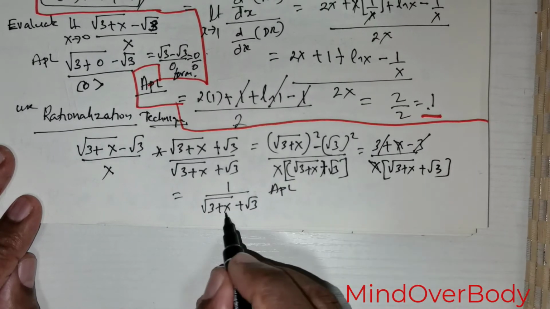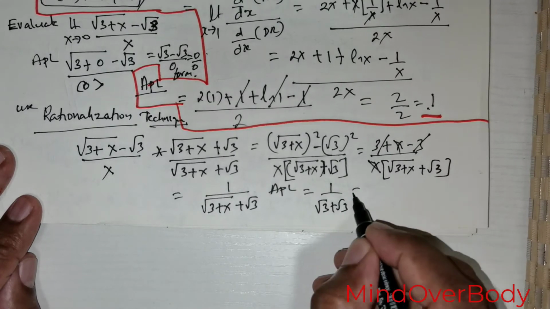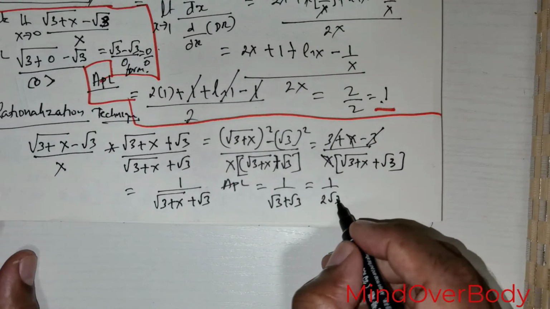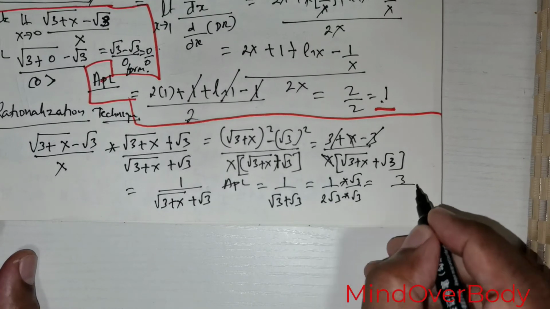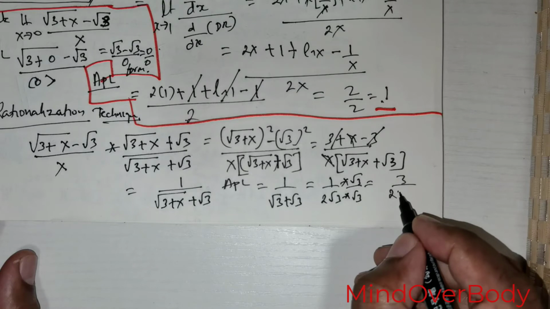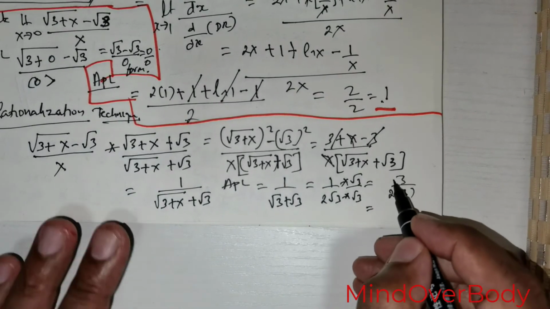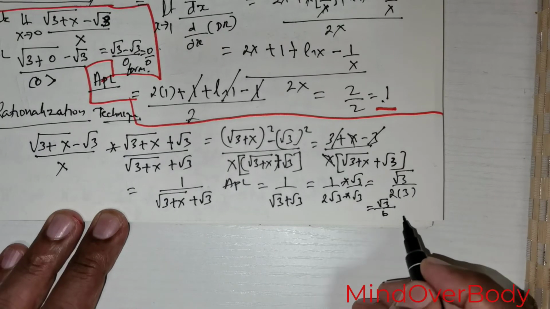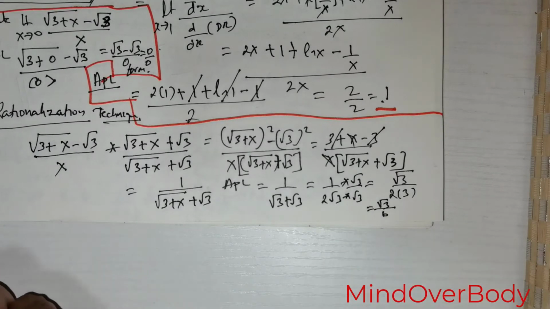Now applying limits, in place of x I substitute 0. So I get 1 over root of 3 plus root of 3, which is equal to 1 over 2 times root 3. Now I can get rid of this root 3 by multiplying the numerator and the denominator by root 3. So that would give me root 3 over 2 times 3, and 2 times 3 is 6. So I can rewrite this as root 3 divided by 6, right? And that is a good place for us to stop with regard to this solution.